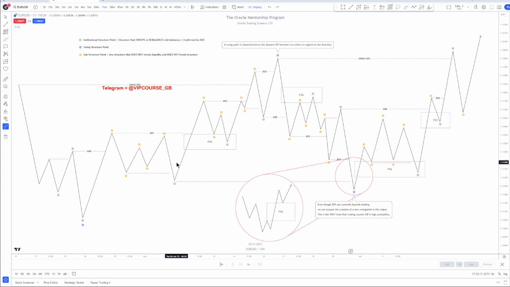Now, how do we track structure? Structure, ISPs, change of trends. Okay.